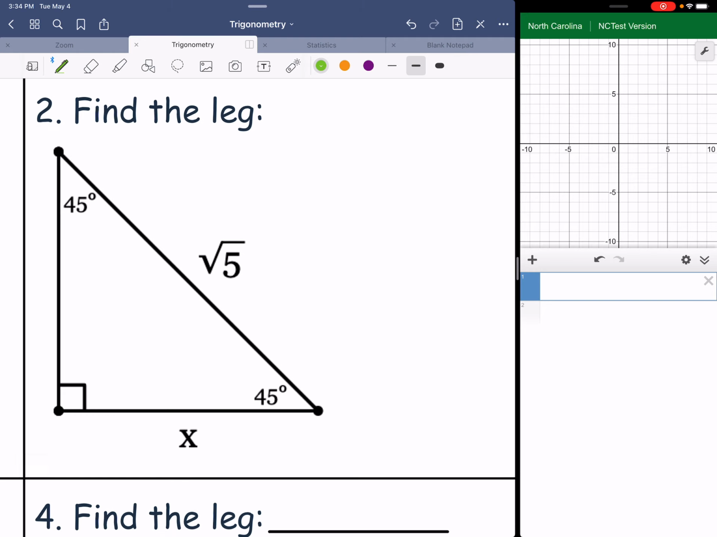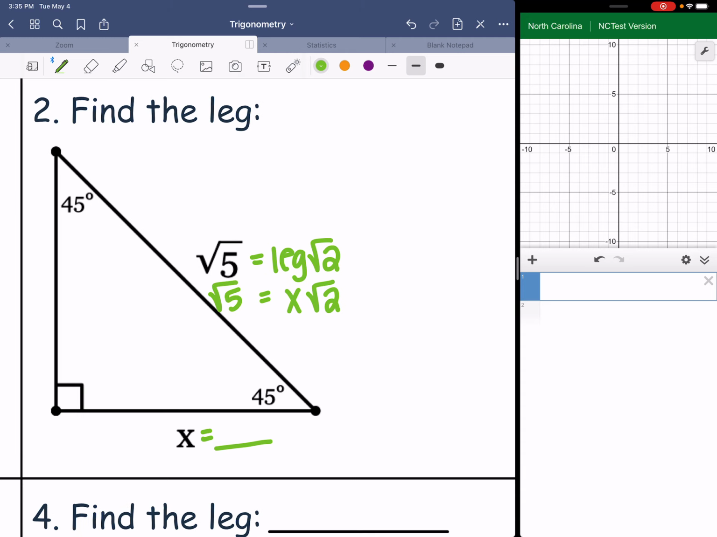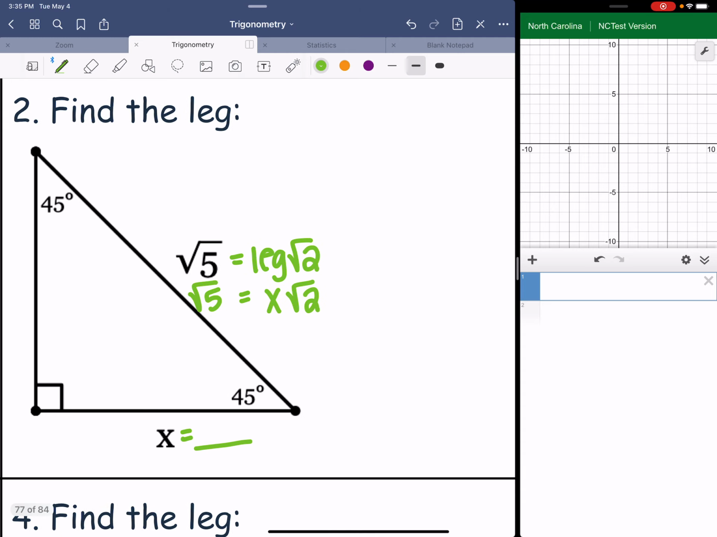Right, now let's find the leg if we are given the hypotenuse. So remember, we know that the hypotenuse is the leg times the square root of 2, right? Well, we don't know the leg, because it's called x. So the square root of 5, our hypotenuse, is whatever the leg is times the square root of 2. So we now have this equation that we can solve for x. This goes back to our simplifying earlier that we did with our radicals. So we need to solve for x.